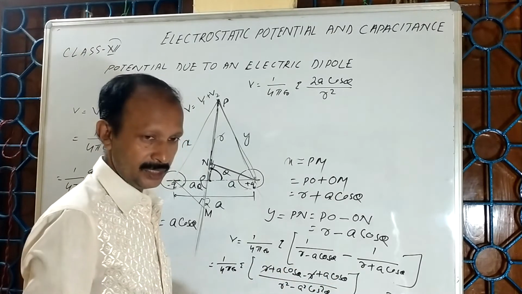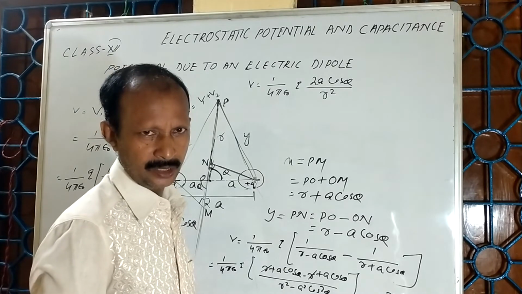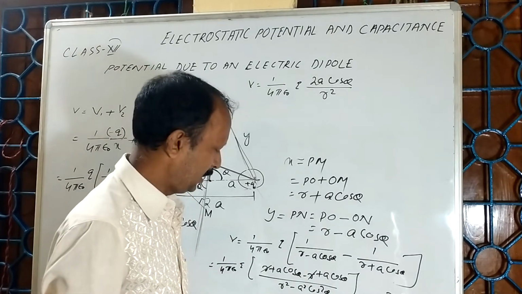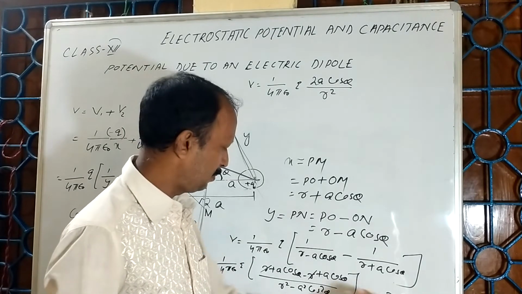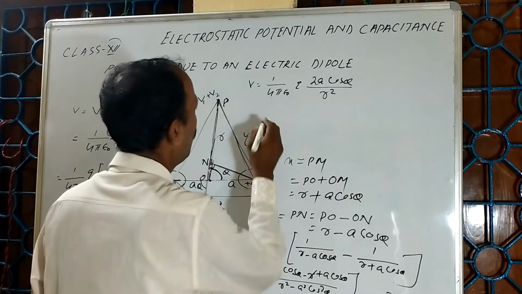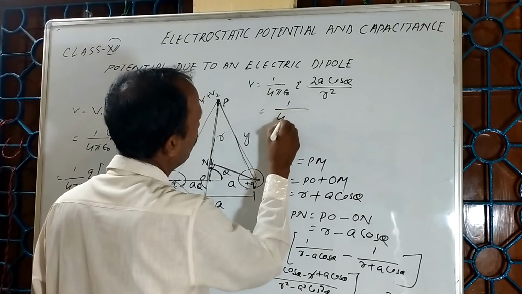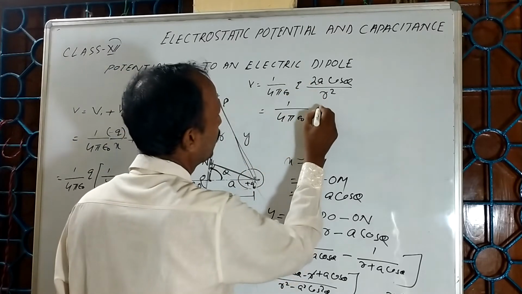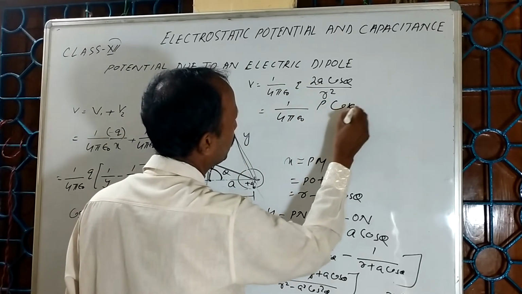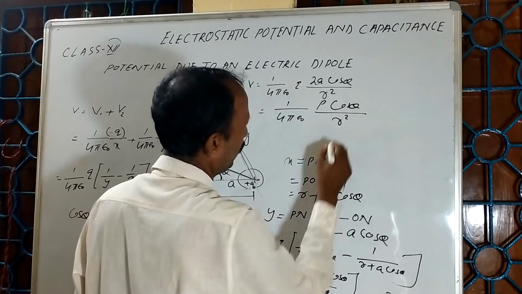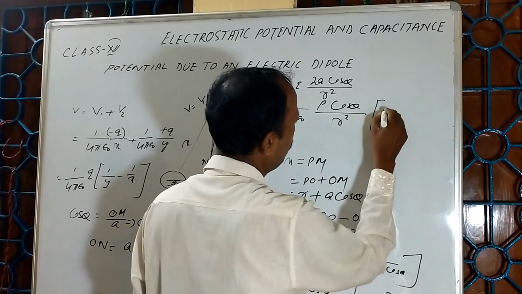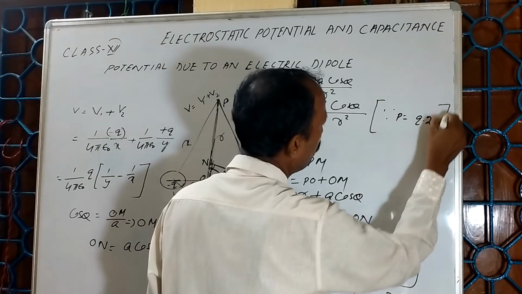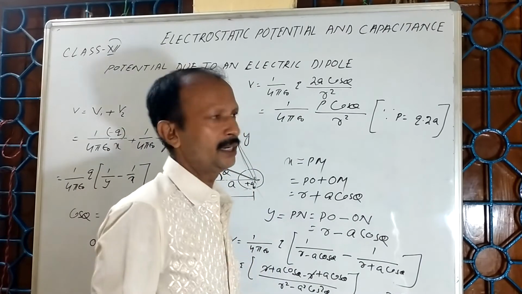Here in case of the multiplication and division, I cannot neglect it, but here I am subtracting. That's why it can be neglected. So I can write this is 1 upon 4 pi epsilon naught. In place of q into 2, I can write p cos theta upon r square. What is p? This p is equal to q into 2a, which is the dipole moment.